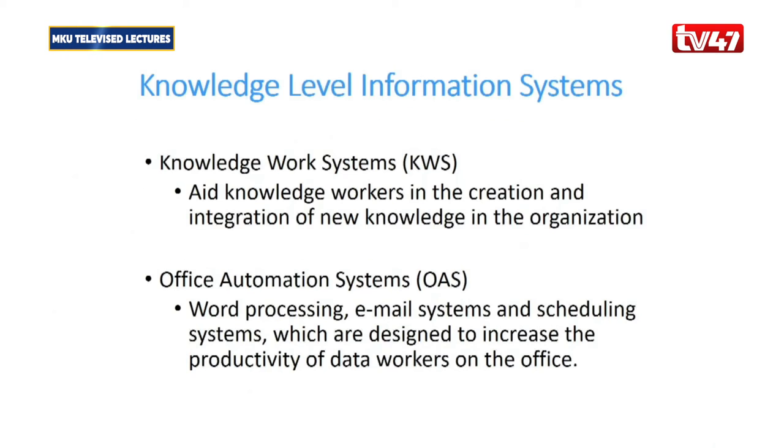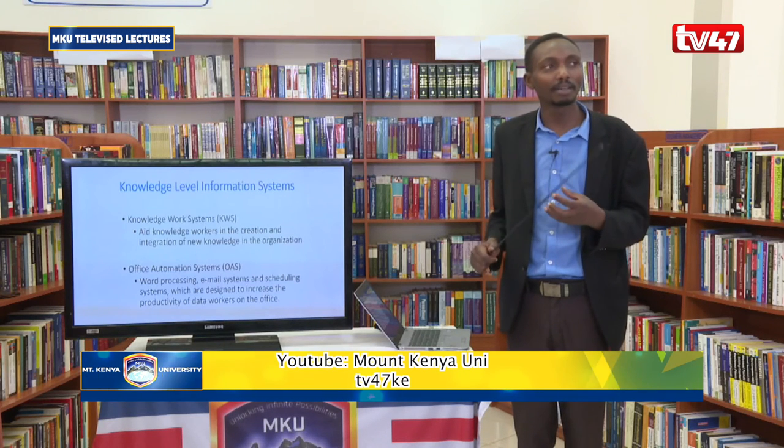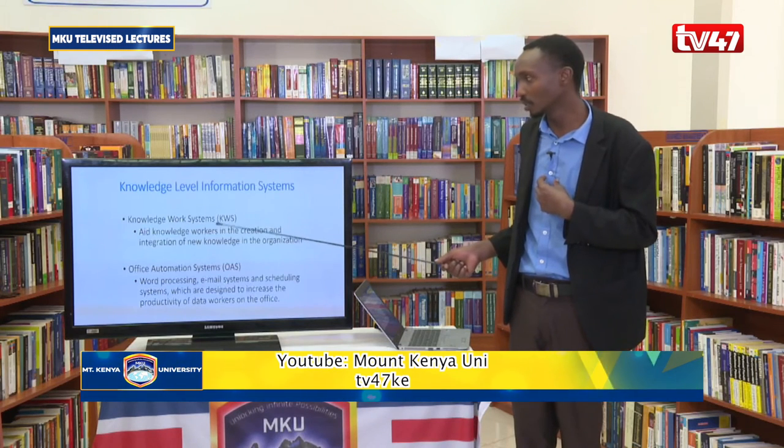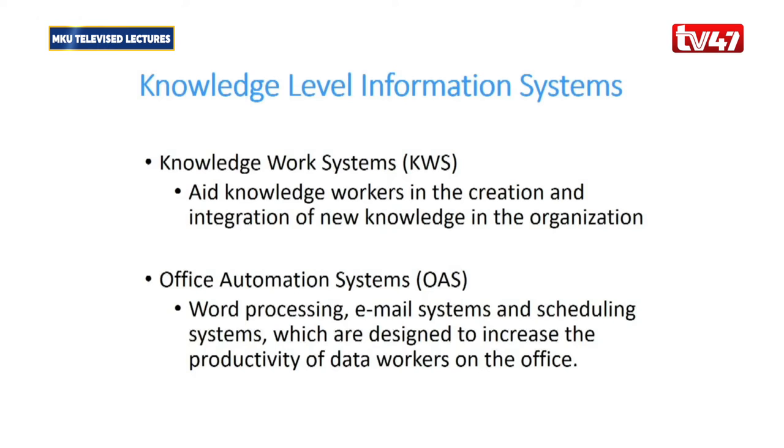We also have the knowledge level information systems. The knowledge level information systems are broken down into two: the knowledge work systems and office automation systems within the organization. This level, the knowledge level within the organization, is usually silent. It doesn't come out, it is not well spoken about by many people. These are people who do research within the organization, especially trying to generate knowledge about a particular product, a particular service, and so on.